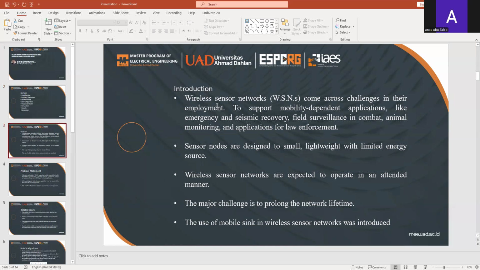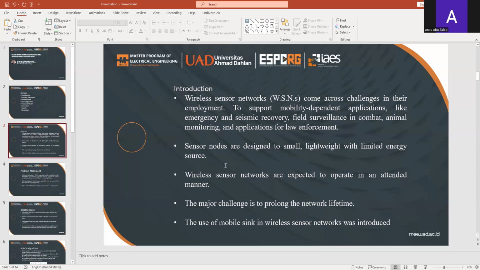Wireless sensor networks have numerous applications. Some of them are dependent on mobility, such as emergency and seismic recovery applications, field surveillance applications, animal monitoring, and law enforcement applications. These applications need sensor nodes to be designed to be small and lightweight. As a result, they will be limited with limited energy sources.